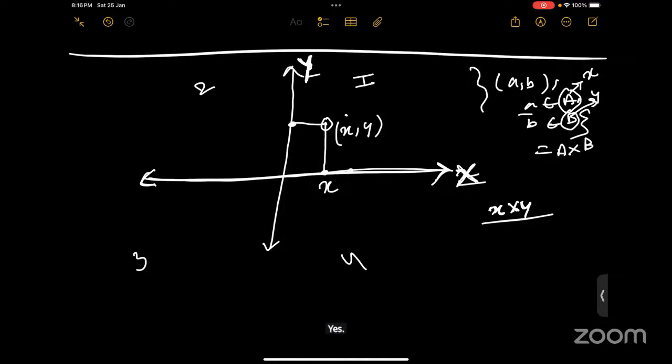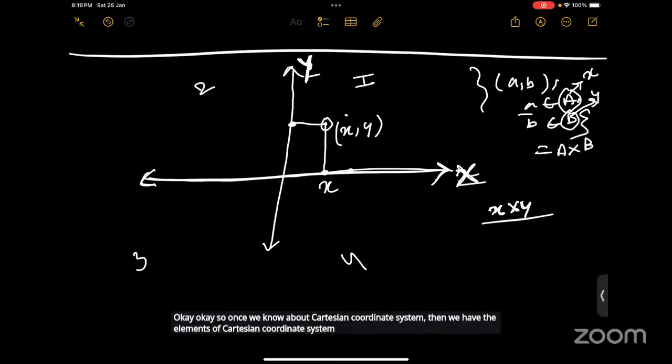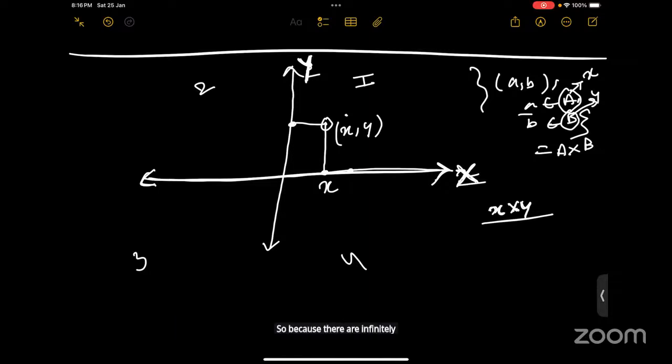Yes, ma'am. Okay, so once we know about the Cartesian coordinate system, we have the elements of the Cartesian coordinate system, which are nothing but points and lines, what I already said, right? If I have points, because there are infinitely many points, what concept should come to our mind first?